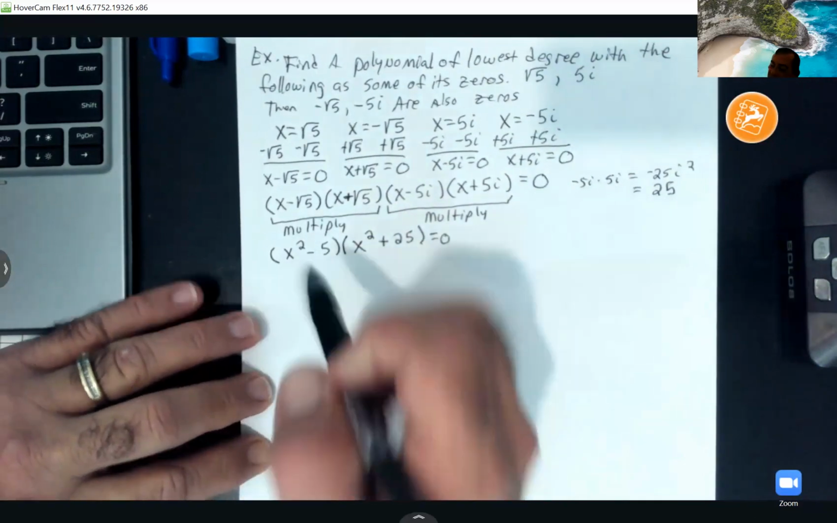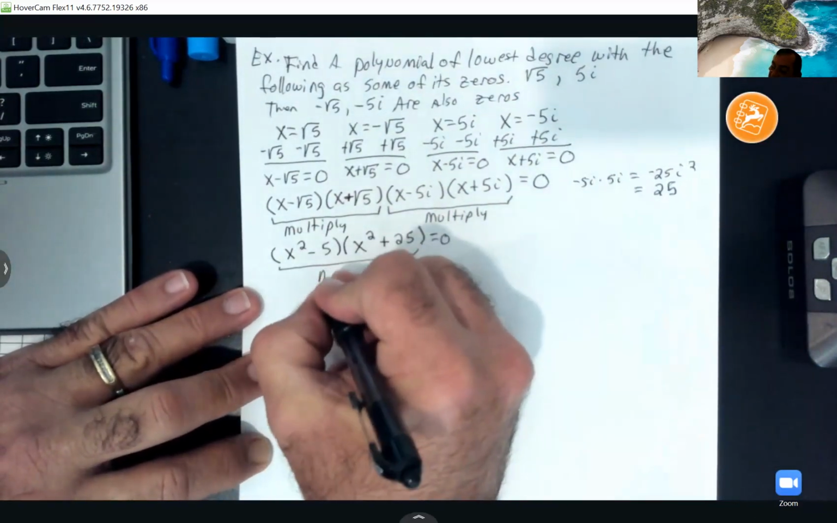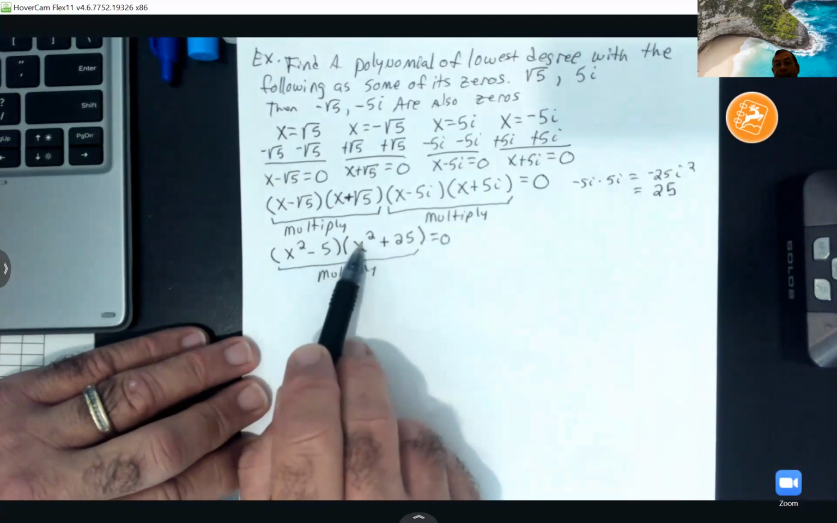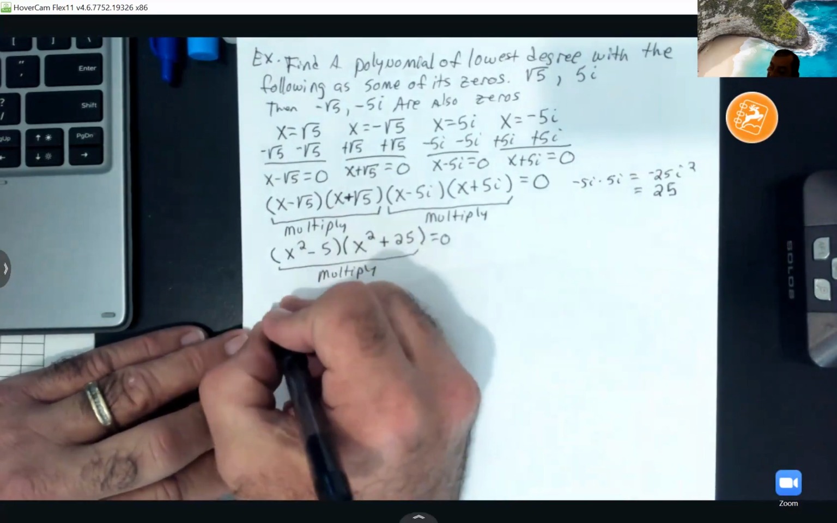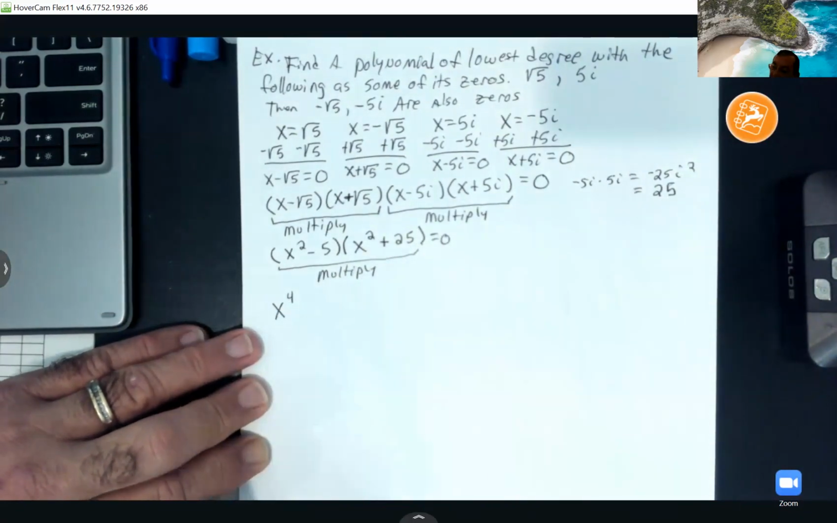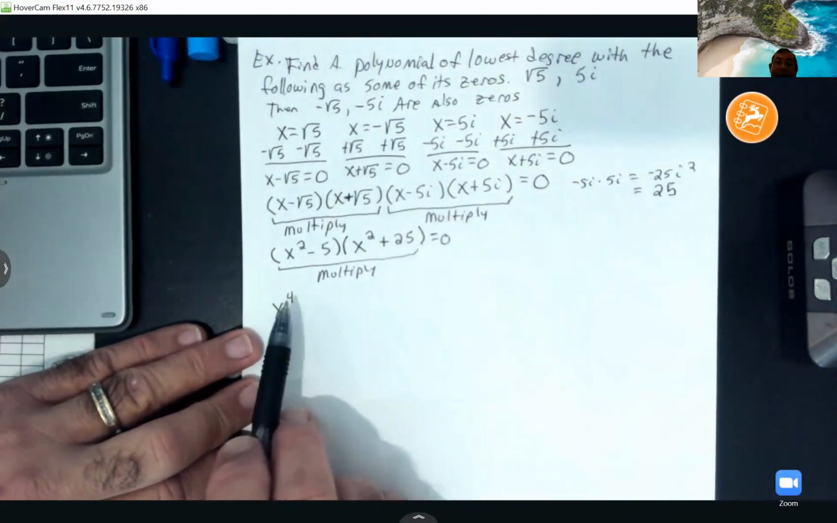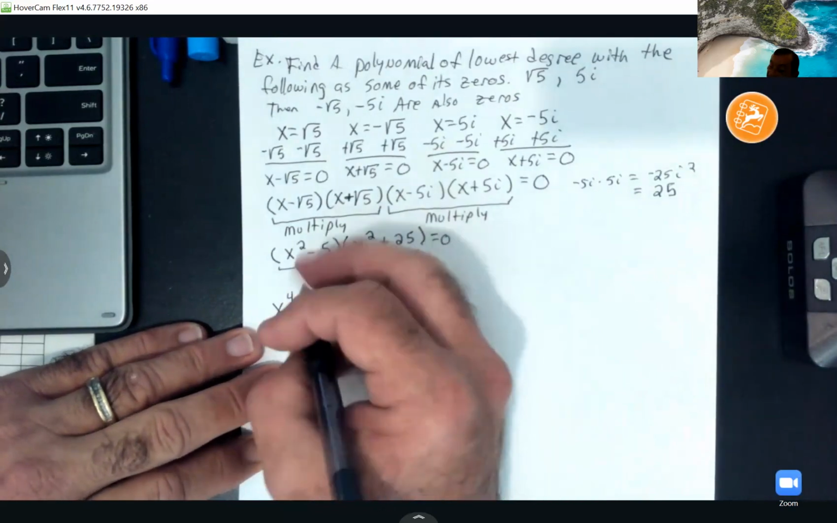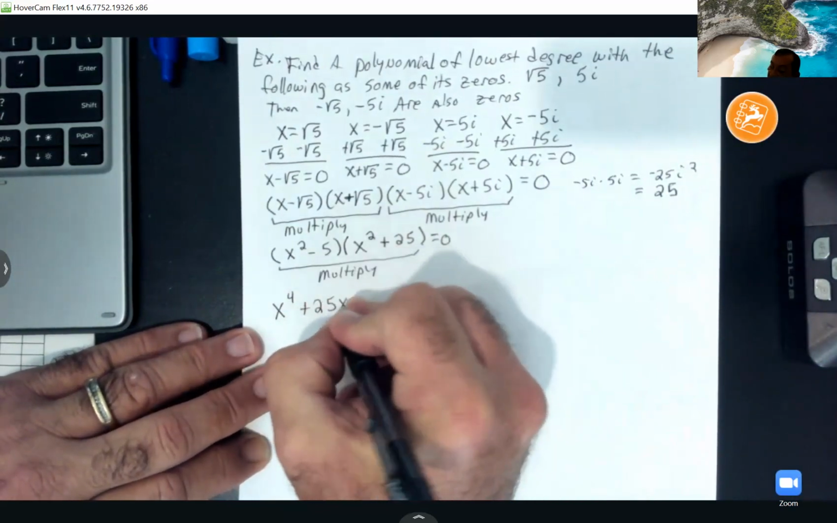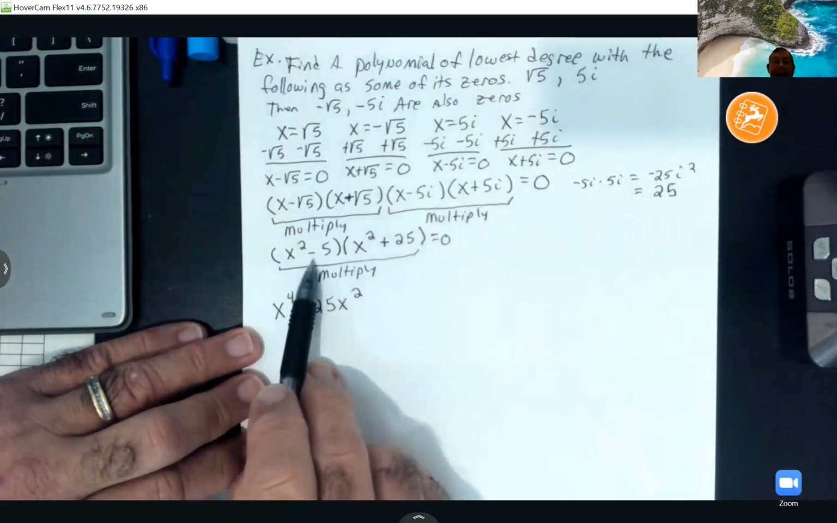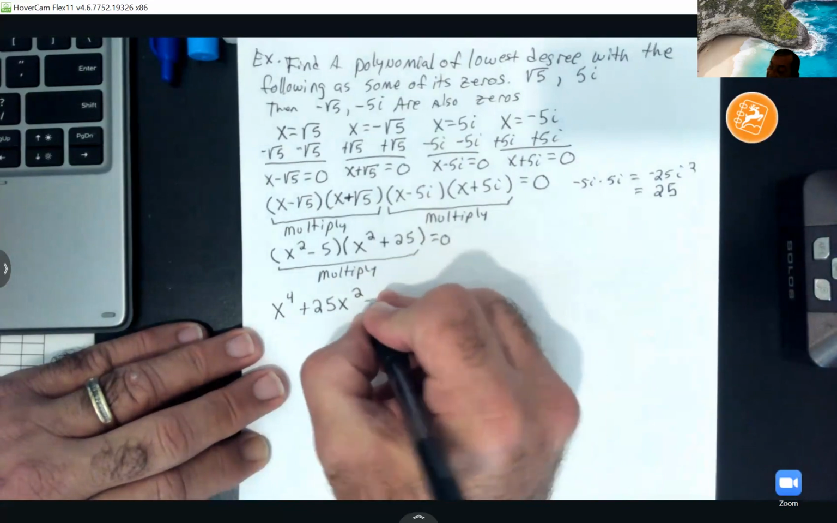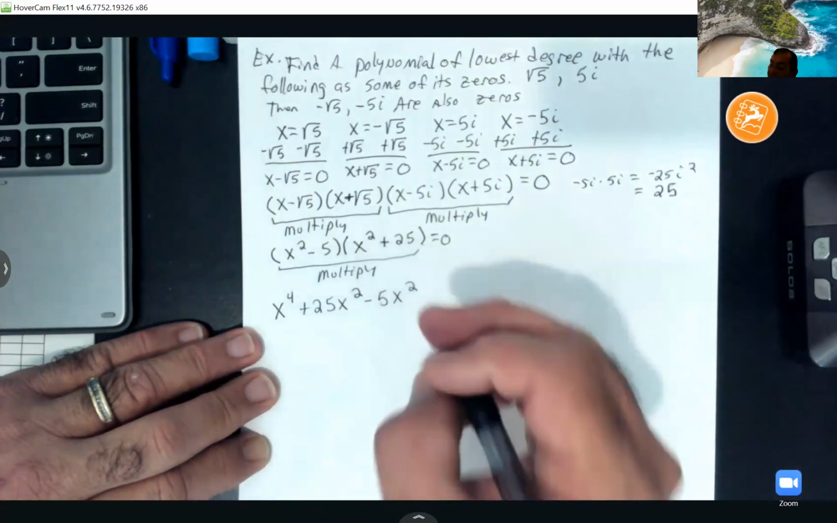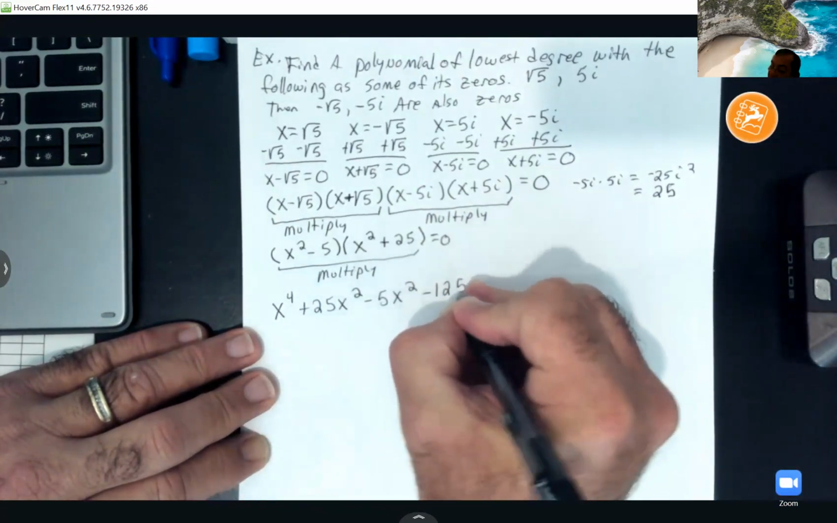All right, y'all, guess what? We just got to multiply this and we're done. So the x squared times the x squared, that's going to give me my x to the fourth. So I had 4 zeros. I needed that exponent right there. X squared times 25 is a 25x squared. Oh, what's next? Negative 5 times x squared is a negative 5x squared. And y'all, finally, the negative 5 times 25 is a negative 125.